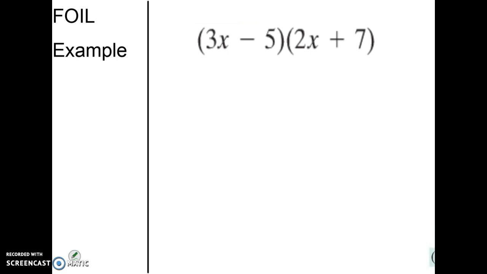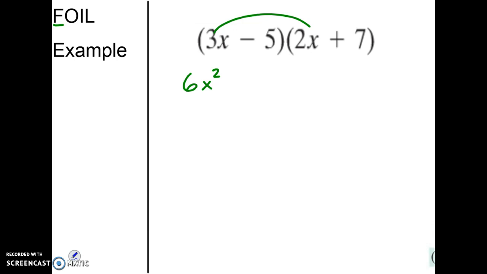We do the first, which is the first in each. So we're going to go 3x times 2x. And so 3 times 2, that would be 6. And x times x, that would be x squared. That would be the first. And we did F in green.